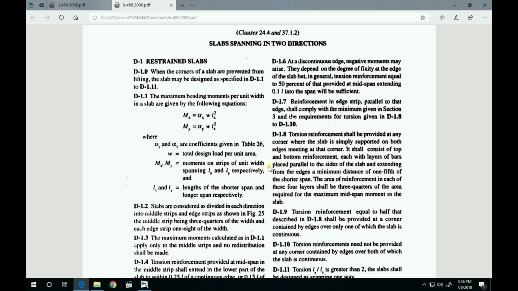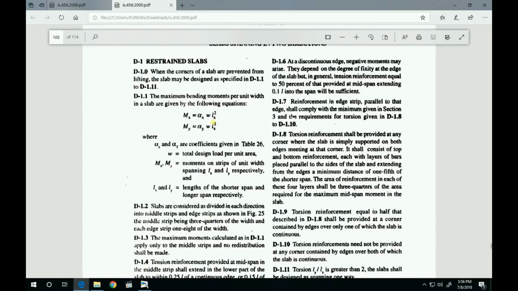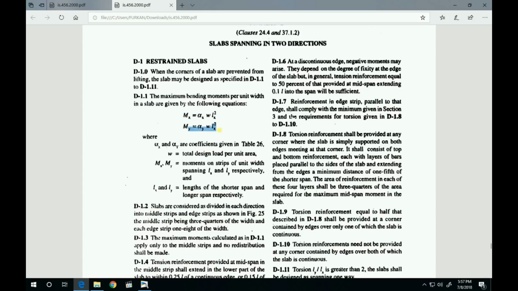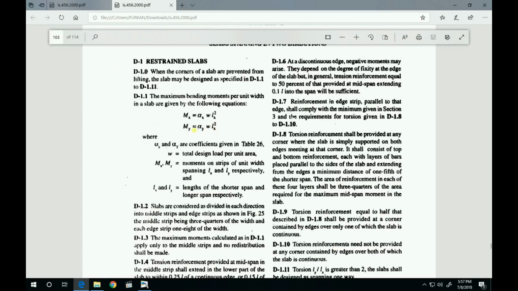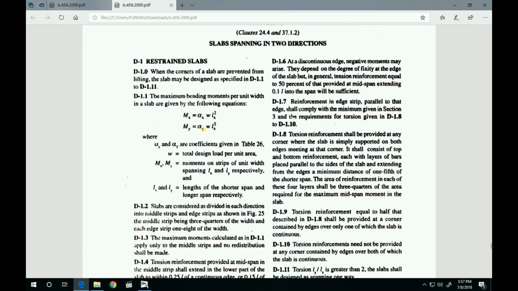Clause D-1.1 says the maximum bending moment per unit width in a slab is given by the following equations. That is, Mx, the moment in the shorter direction, is alpha x times w, the load per meter square, times Lx square, where Lx is the smaller span. And the span bending moment in the longer span, that is My, will be alpha y w Lx square only. You can see that the difference between the two is that even for the bending moment in the longer span, we use the shorter span, Lx square. Now I'll show you what alpha x and alpha y are.